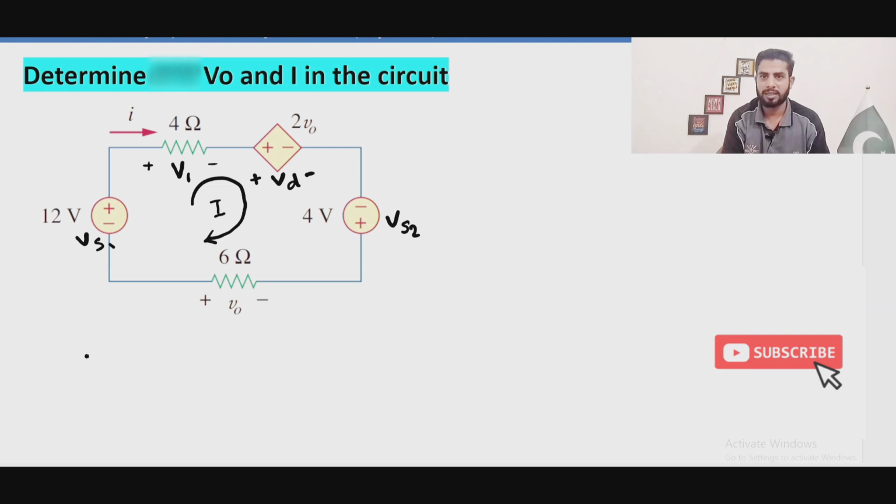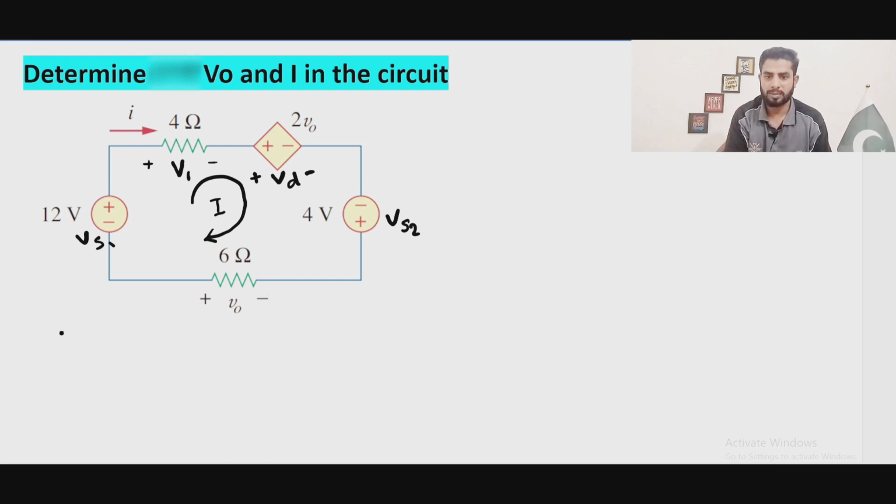Next step, I have to write the master or main equation using KVL. KVL starts from a source, and you have to write the first polarity encountered in the equation. Its first polarity is minus, then plus, then plus, then minus, then minus. So write the KVL equation: minus Vs1 plus V1 plus Vd minus Vs2 minus V naught is equal to 0. This is my main or master equation of KVL.